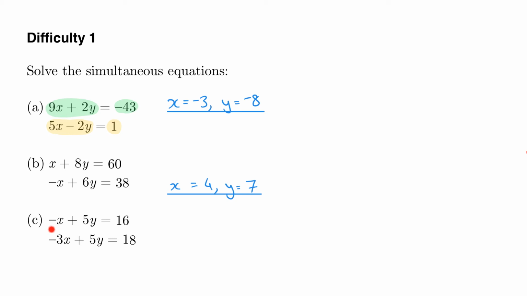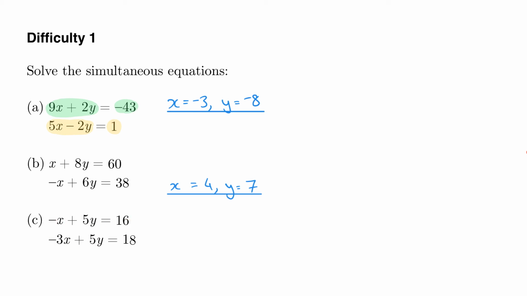This time we've got negative x plus 5y equals 16 and negative 3x plus 5y equals 18. Now, adding these together won't actually eliminate one of the unknowns. If I add negative x to negative 3x, I will get negative 4x. And if I add positive 5y to positive 5y, I'm going to get 10y. And that's no good. Remember, what we want to do is eliminate one of the unknowns, because that will then help us work out what the other one is, and then we can use that to work out what the first unknown is. But it's fortunately quite easy to do in this case.